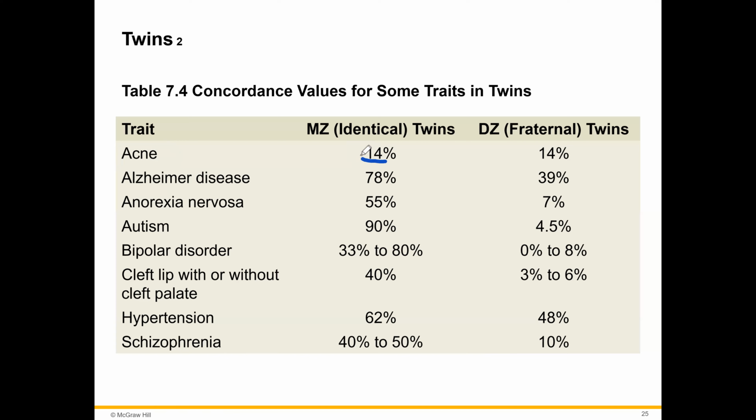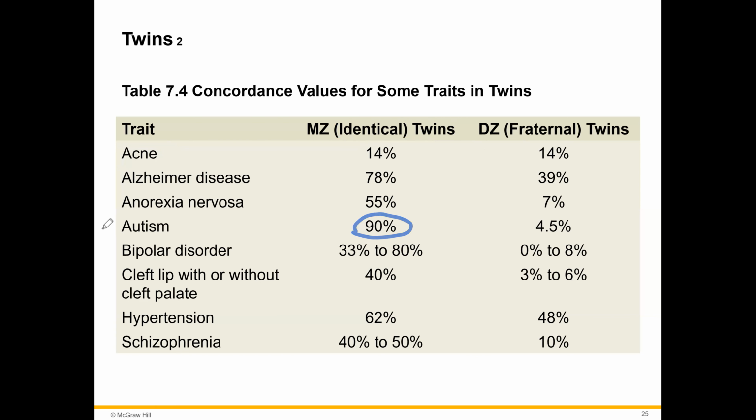So when we have 14% acne in identical twins, and the same in fraternal twins, right? That tells us that your heredity here is not that important. So your genes are not that important over here, because if it's only because of the genes, you have a disease like it happened over here, right?